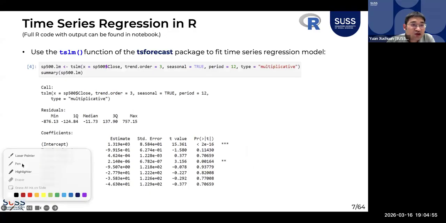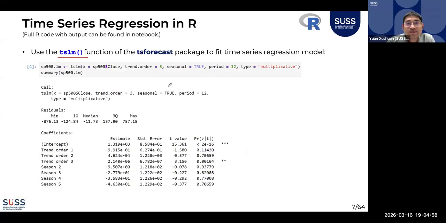We use the TSLM function to model both the trend and the seasonal effect. You indicate, for example, the trend orders, t squared, t cubic, and whether you want to include the seasonal impact in your model, and the length of the season. And then whether it is a multiplicative model or an additive model.